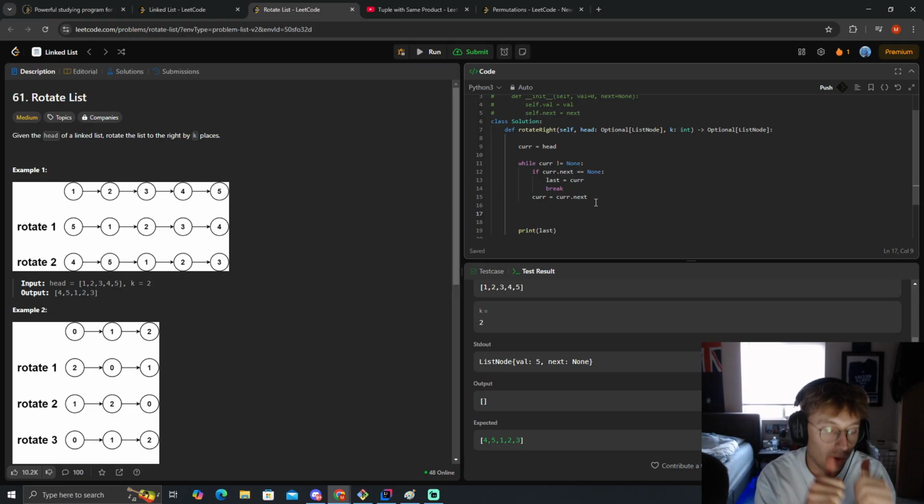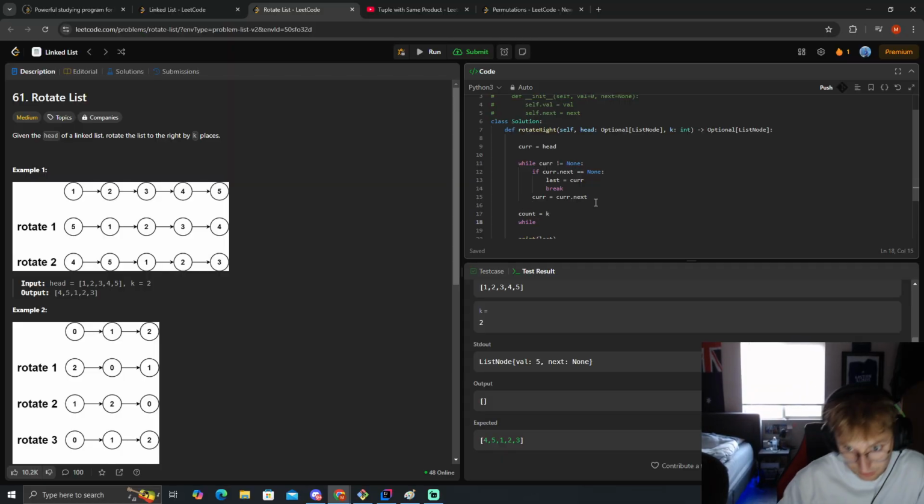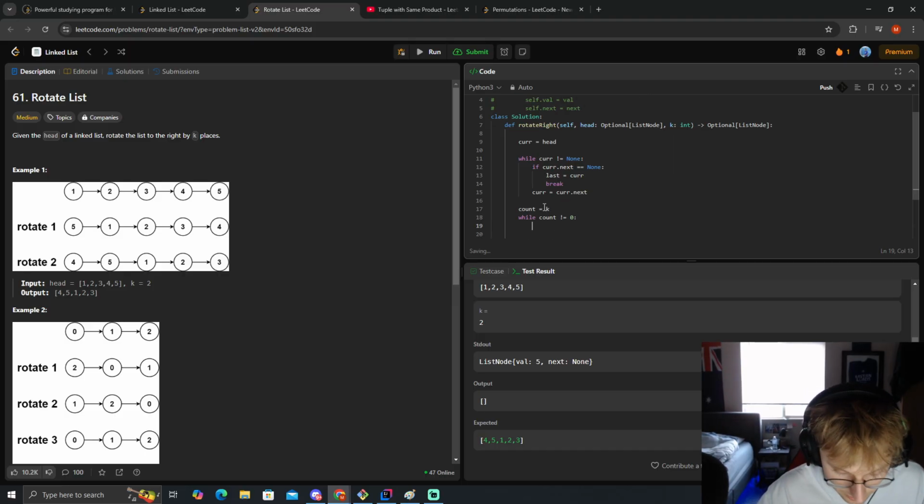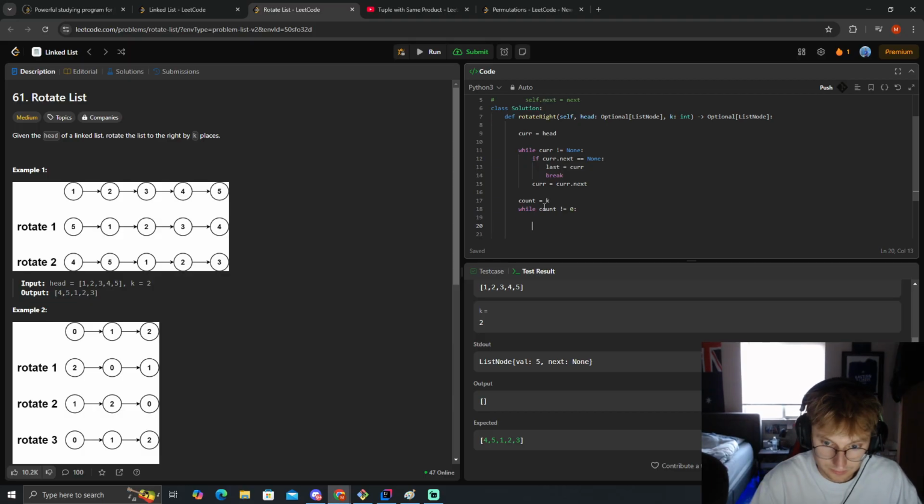Alright, so we've got our pointer here. So now we just have to rearrange our pointers. So we can do a while loop here. We can do a count. Count is equal to k. If we want to rotate twice, 2, 1, yeah, while count does not equal 0, then we do our while loop here, right? So we want to just rearrange our pointers here.